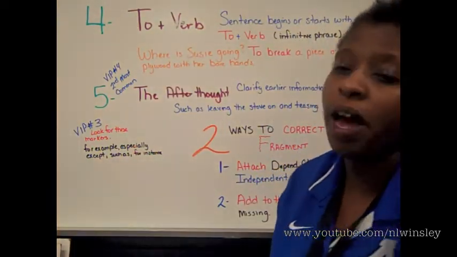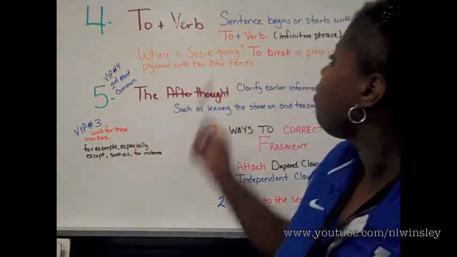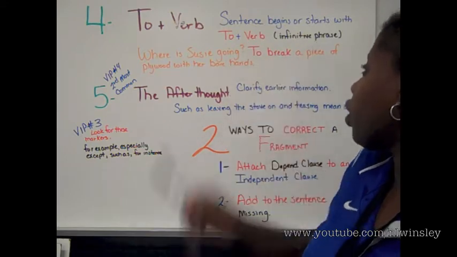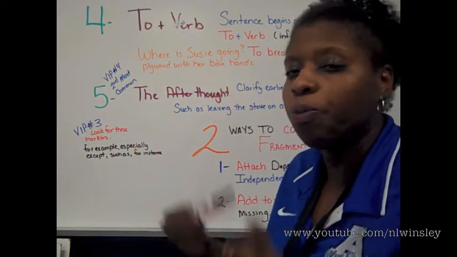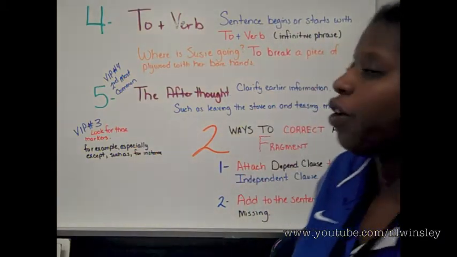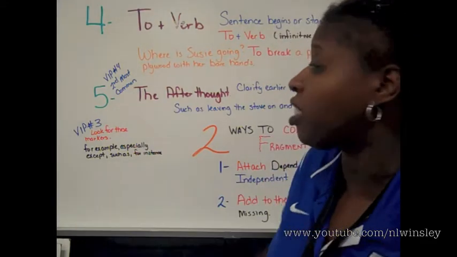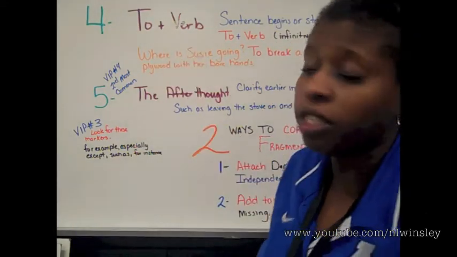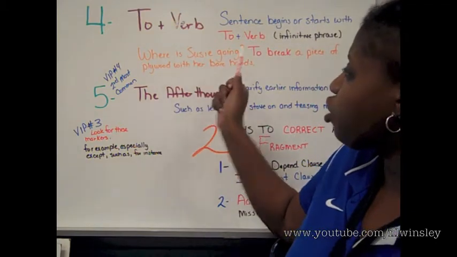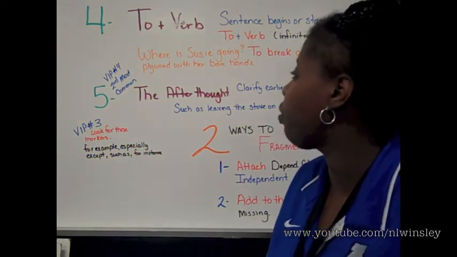The fourth way to spot a fragment is the to plus verb formula. This is where a sentence begins or starts with a to plus verb. Now, this to plus verb combination is formally called an infinitive phrase. But let's not worry about that. Just know that when you see a sentence that starts with a to plus a verb, it's a fragment. So, where is Susie going? To break a piece of plywood with her bare hands.